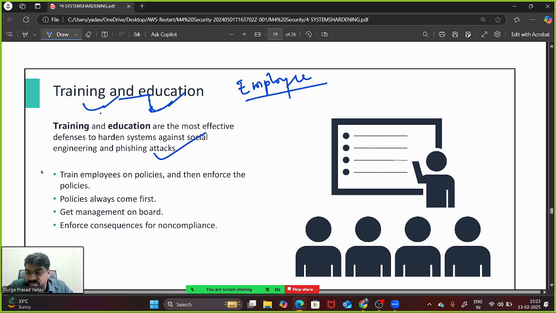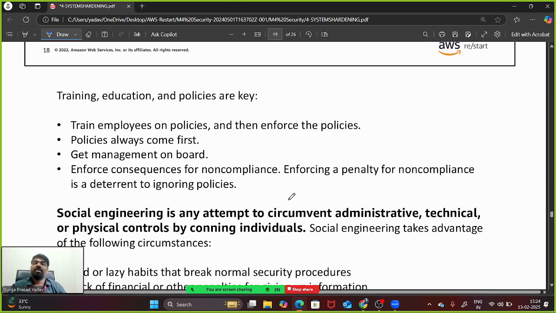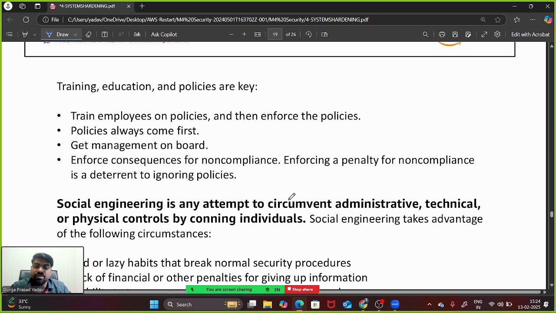Moving further, we should train employees on policies, then enforce that policy. Not only training on the policy, you should apply it also. And always, policy comes first. You can get management on board. You can enforce consequences for non-compliance and compliance. What will be the consequences if you do not follow the rules of the company? What kind of penalty will come once you are enforcing for non-compliance, right?